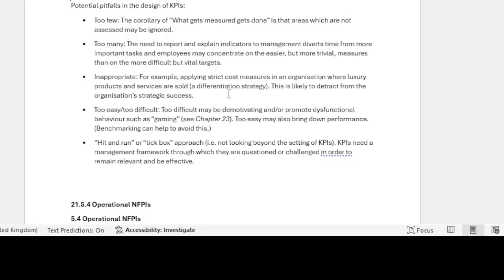Then when you also look at the pitfall of it being too easy or too difficult, if it's too difficult, it may demotivate the team from focusing and working on that particular KPI. And if it is too easy, it would also affect the performance. The performance would not be extremely good, because this is something very generic or very easy to do by all the team members.